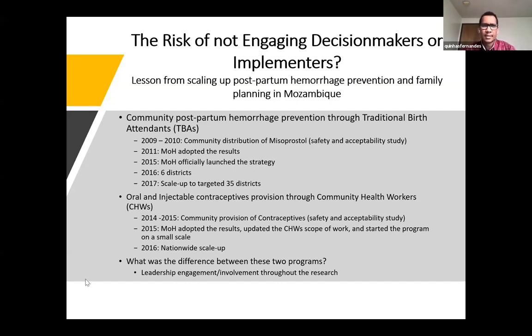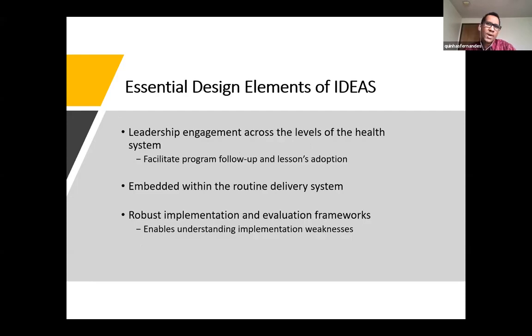Next slide. I want to end by highlighting essential elements of the IDEAS design that can explain, building off the two examples I just gave. First, IDEAS implementation, as Kenny explained, is led by district and province managers with support from the central level. This helps to create a learning environment and lessons adoption, particularly at the district level.